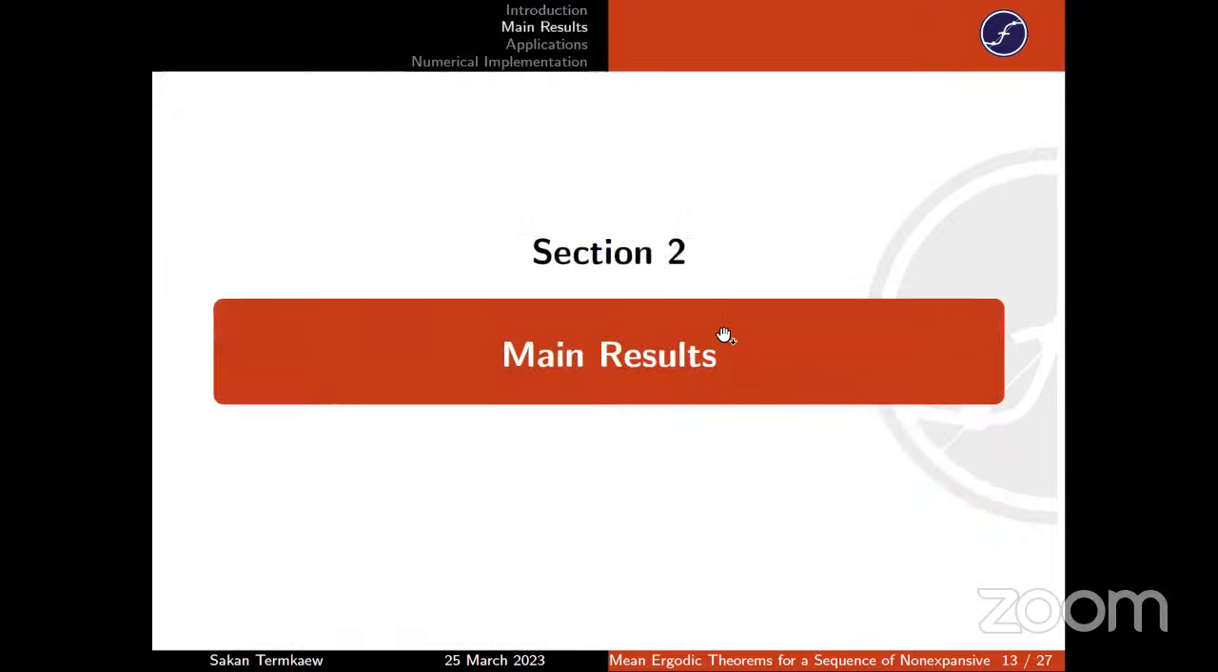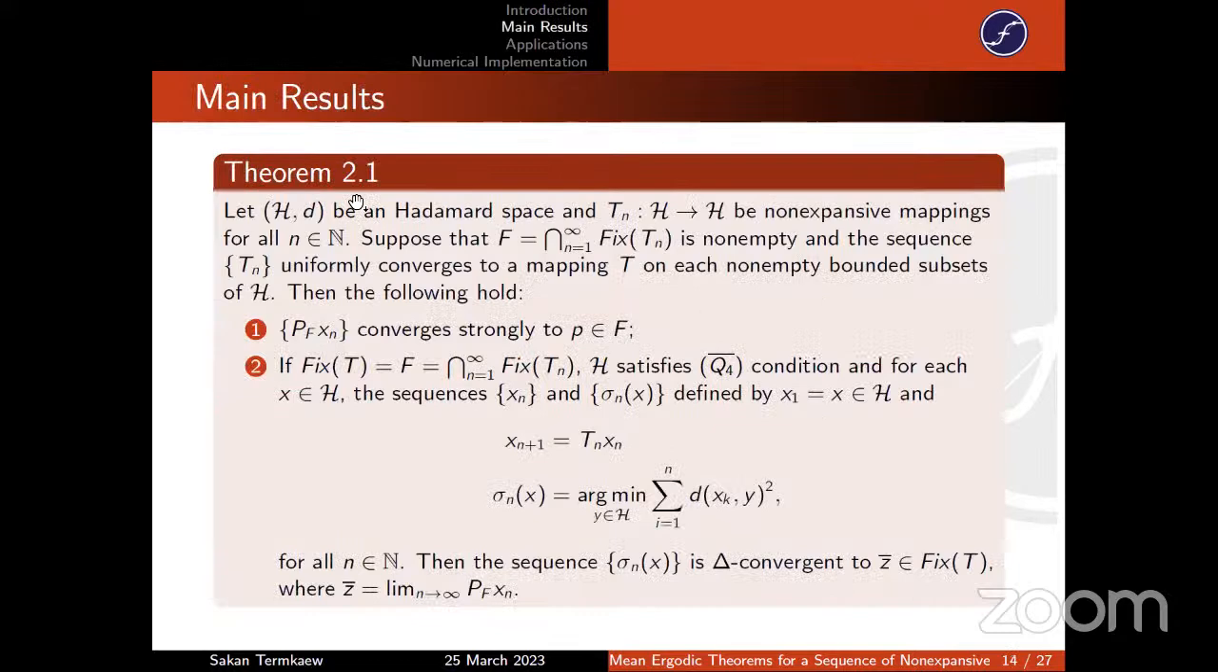Okay, next section is our main results. The first is our main theorem, Theorem 2.1. Okay, let's take H, a Hadamard space, and Tn a non-expansive mapping for all n. Suppose that F, defined as the common fixed point set of Tn, is non-empty and the sequence of mappings Tn uniformly converges to a mapping T on each non-empty bounded subset of H.